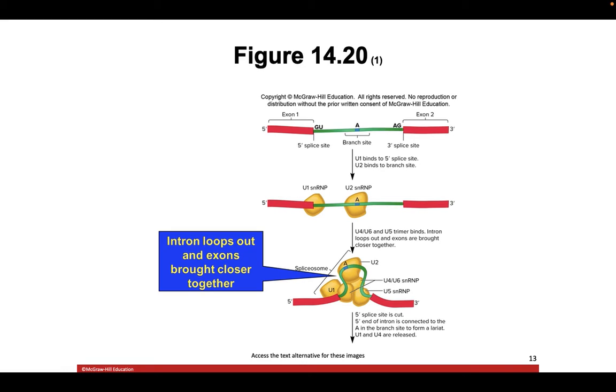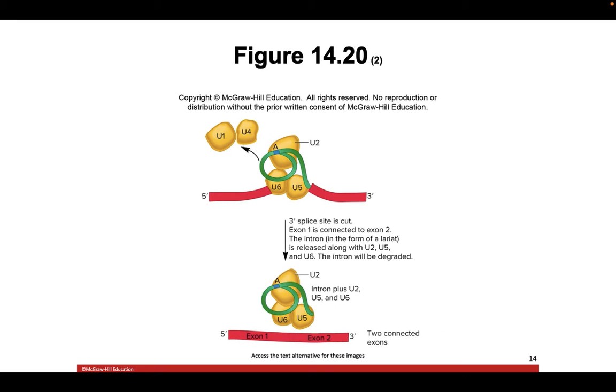One of the first steps, the 5' splice site is going to be cut. These proteins make the intron form a loop and bring those splice sites closer together. Then the 3' splice site is going to be cut, and these 2 exons are going to be connected, and then that intron is lost and it's just degraded. We don't need it anymore.